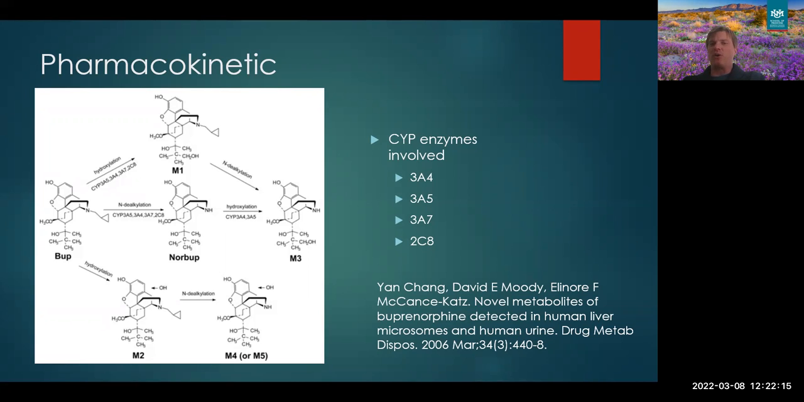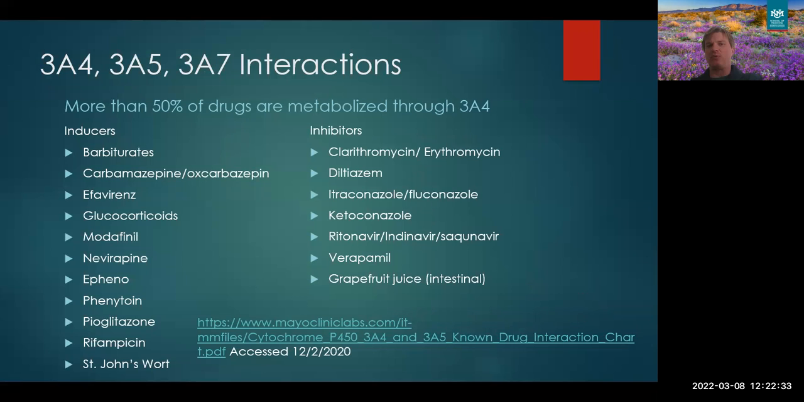And the 3A4 metabolizes about 80% of different drugs out there. And as you can see, it has a variety of different metabolites to it. But norbupropion is a major one that we test for. And this is just a list of things. I don't want to scare you with words, but these are going to be inhibitors and inducers of the 3A4 metabolic pathway.